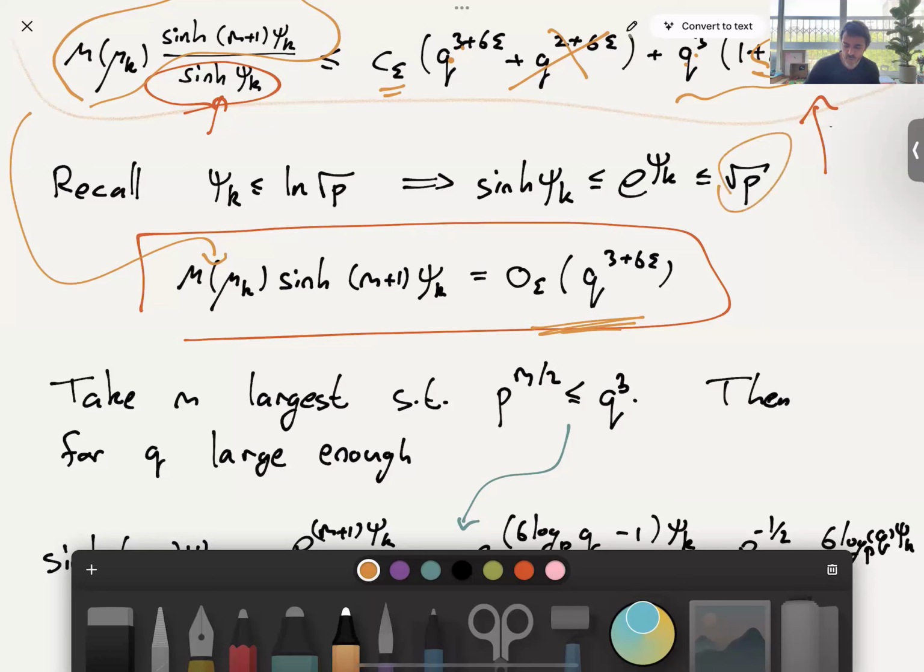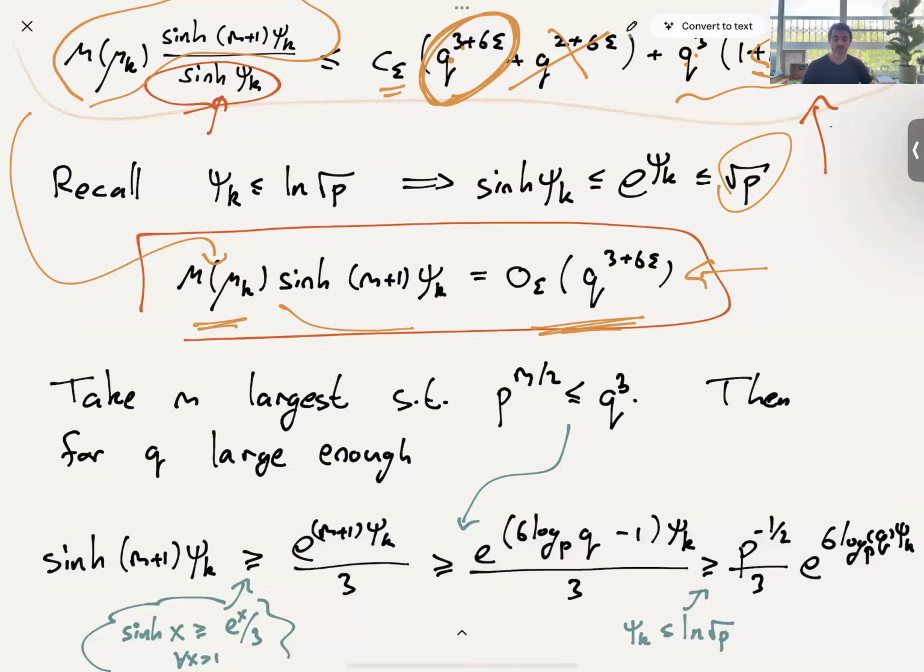Okay, and the square root of p also gets swallowed by that. I mean, if q is large enough, again, that's the same thing. Right. So all in all, you get that this is the only really meaningful term in the bound. And so finally, we get this bound, which I wrote here, which is the multiplicity of this eigenvalue times the hyperbolic sine of m plus 1 times psi of q is bounded by this. Okay, and as I said, we are going to choose m the largest possible for which this holds.